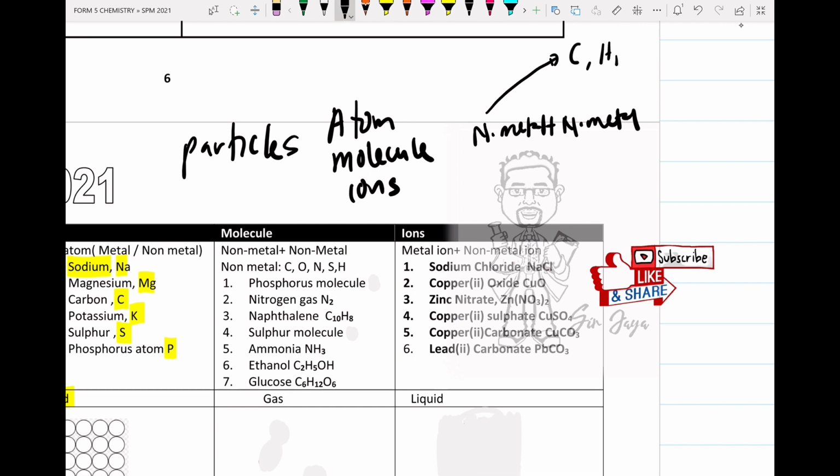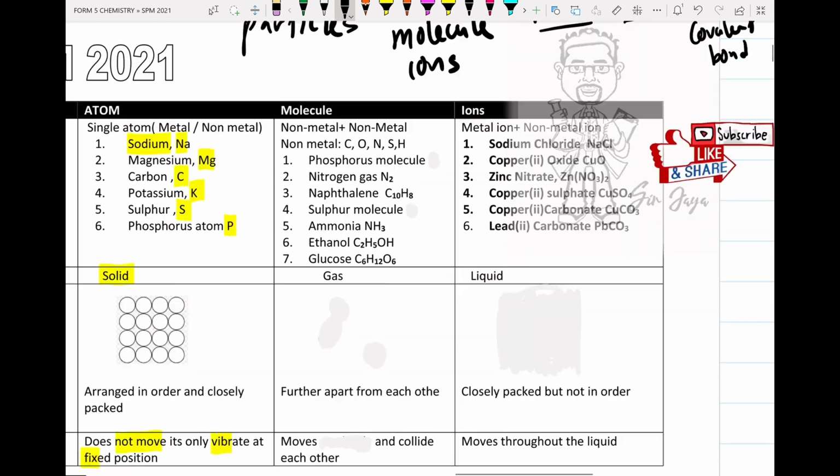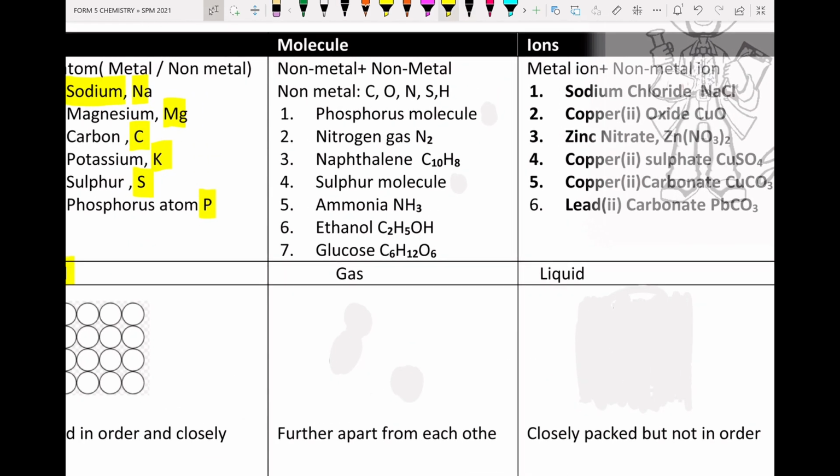Carbon, hydrogen, nitrogen, oxygen, and sulfur atom. When non-metals combine, the type of particles is molecule. The type of bonding is known as covalent bond. All right, so we try to check a few examples of molecules. Molecules are made up of non-metals.